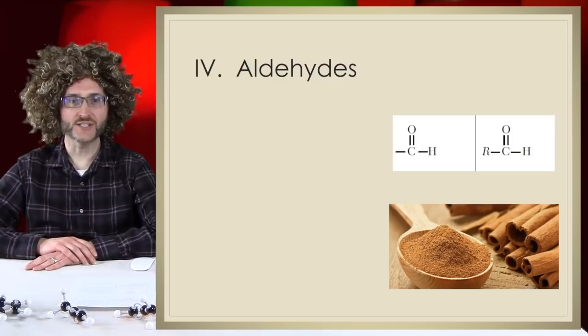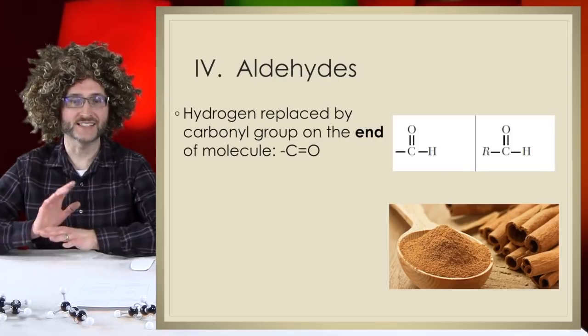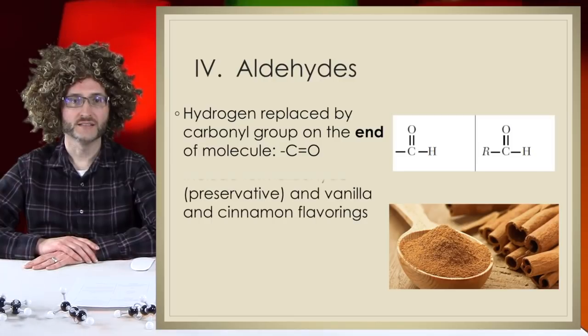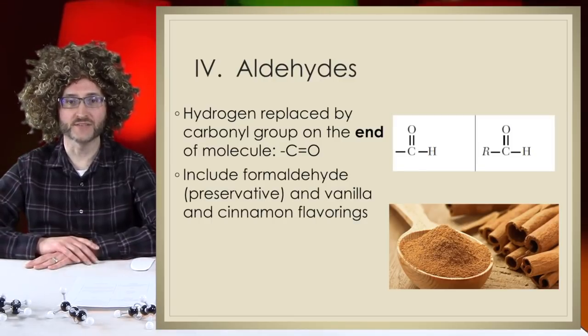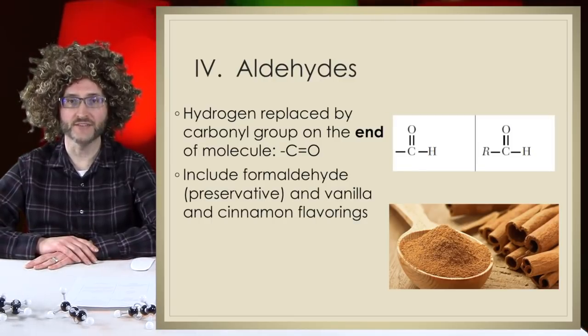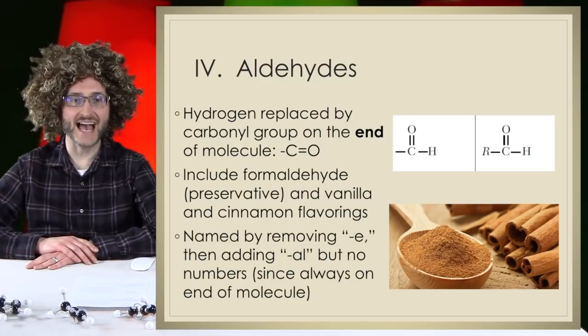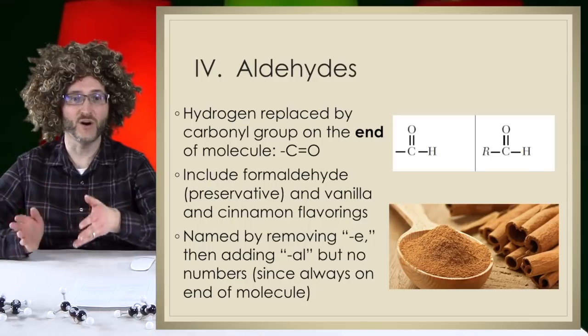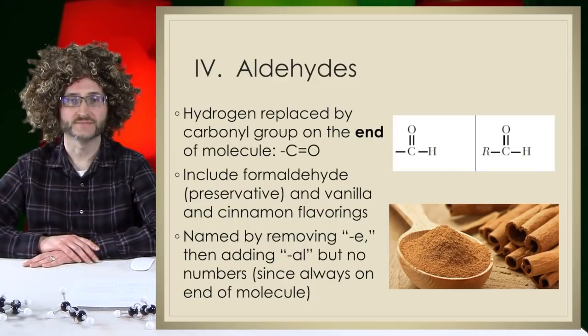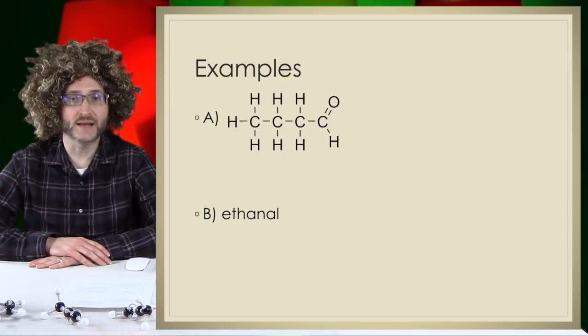Aldehydes. Hydrogen is replaced by a carbonyl group on the end of the molecule. That's a C double bonded to an O. Examples include formaldehyde, a preservative, and vanilla and cinnamon flavorings. Name by removing the E, then adding Al, but no numbers since it's always on the end of the molecule. All right, we're gonna do some examples of aldehydes.